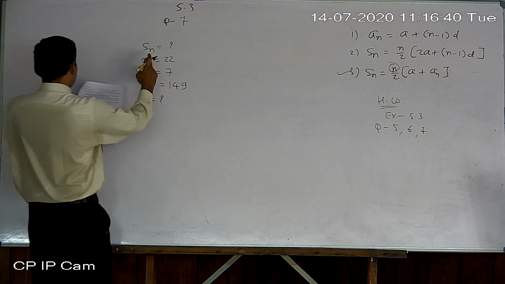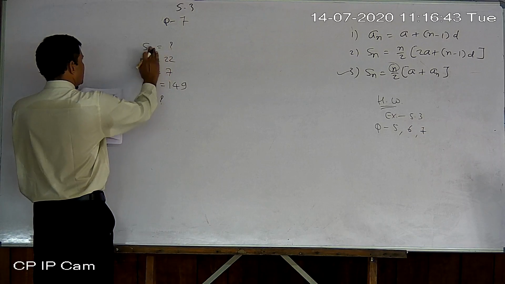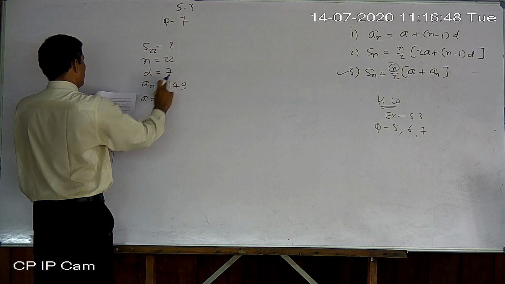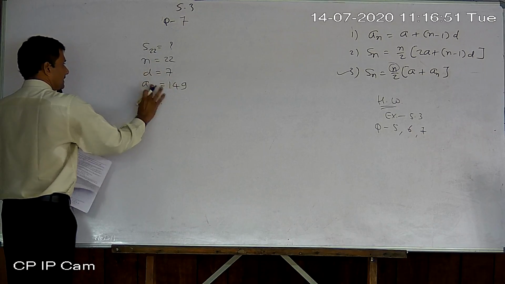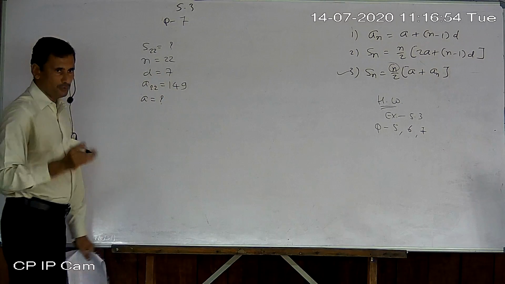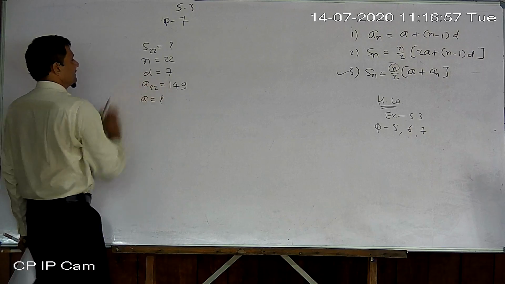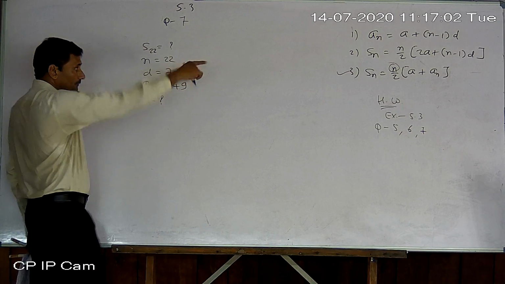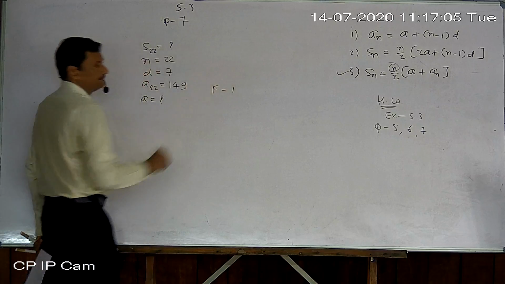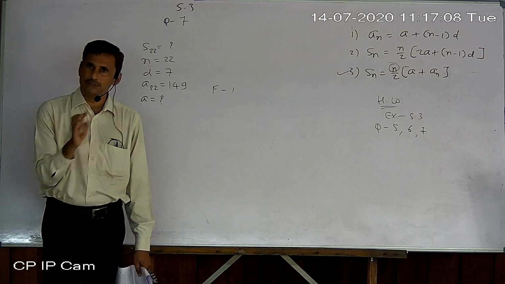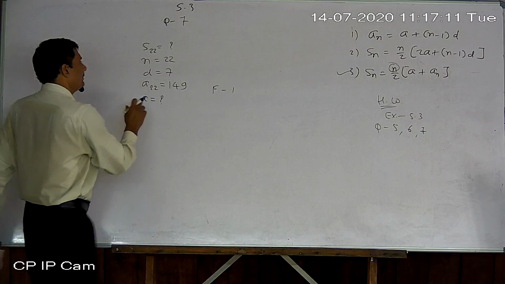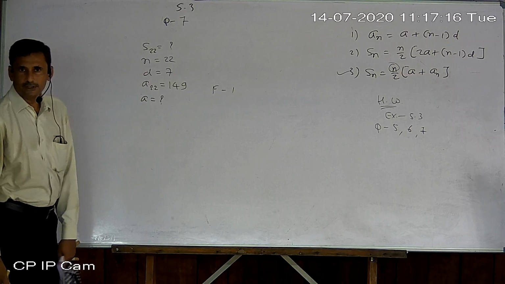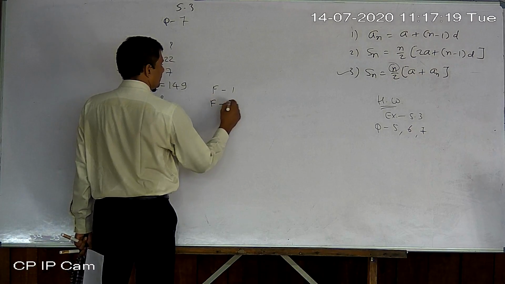Again, look symbolically. Find the sum of first 22 terms, means S22 or Sn is asked. N is 22, D is given as 7, and the 22nd, that is the last term, is given as 149, means A22. Anyway, that is given. So for finding A, you have to take help of formula number 1. Mostly formula number 1 is frequently used at first position. After getting A, either you can use second or third, anyone, but we always prefer number 3.